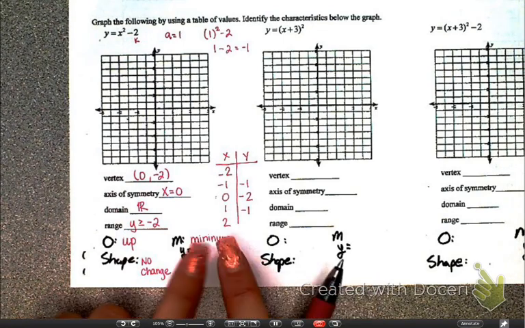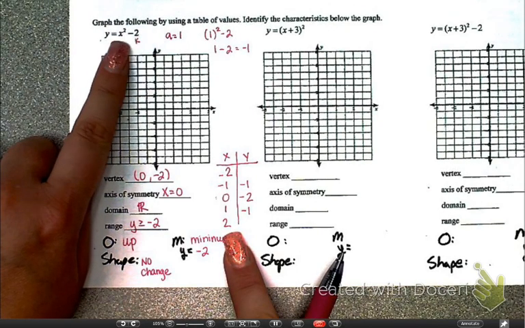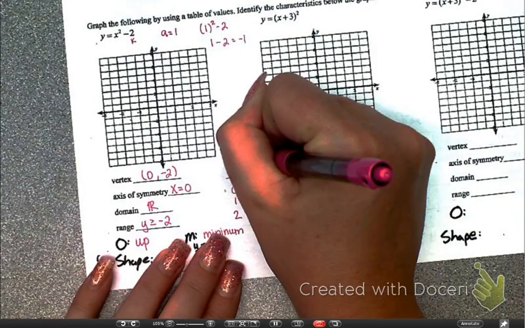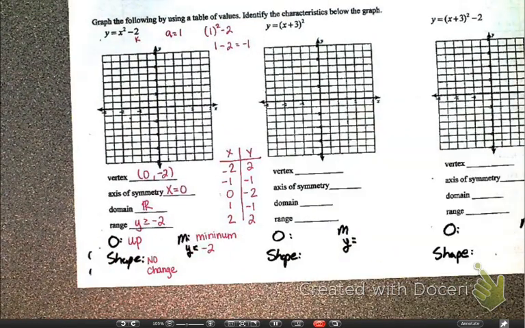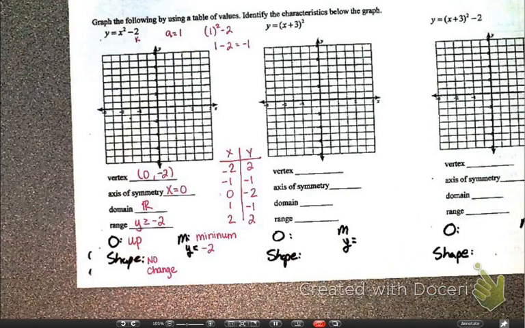Okay, so let's plug in 2. What's 2 squared? 4, and 4 minus 2 is 2. Well, if I plug in -2, guess what? I'm going to get the same answer. Okay, so now when I plot my points, it should face up, and it shouldn't be skinny or wide, it should be normal. If it's not, we either did something wrong on our graph or we did something wrong here. So let's see what happens.